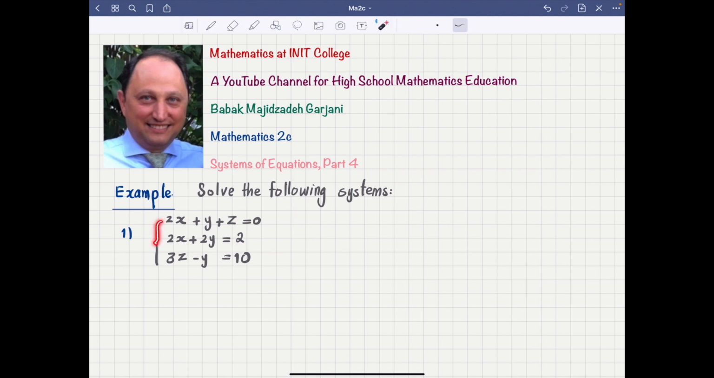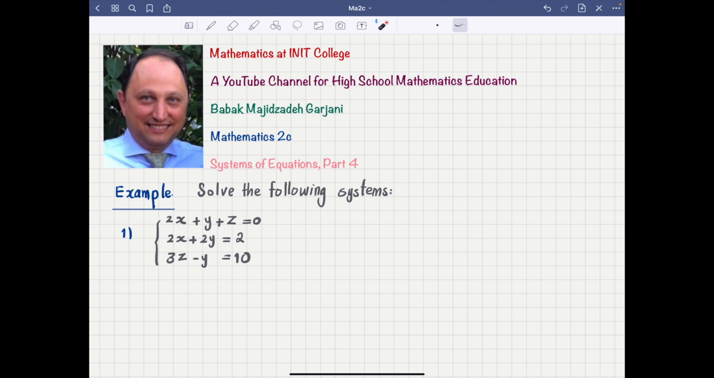Here I have a system of equations. It consists of three equations, and we have three unknowns, x, y, and z. Of course, in the second equation and the third equation, there is only two variables involved, but in general, we have three variables, yes?